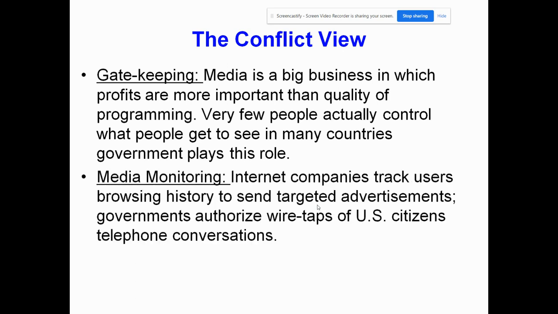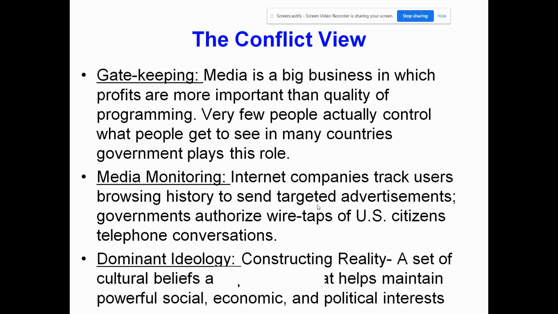Media monitoring. This is something that you may have realized, you may not realize. For example, maybe you were looking up a new pair of shoes on Amazon, and then you log into your social media feed, and then you see in the corner an ad for the same pair of shoes that you were just looking at. This is an example of media monitoring. Conflict theorists would say that the companies are taking advantage of us. It's looking at this idea of targeted advertising.